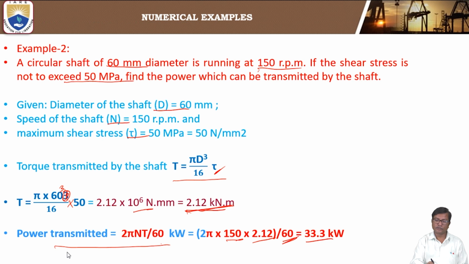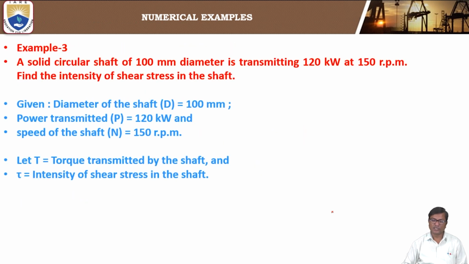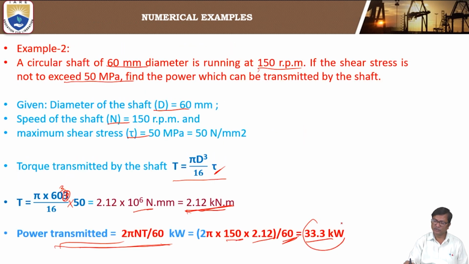So the power transmitted by the given circular shaft is 33.3 kilowatts. It is also direct substitution.